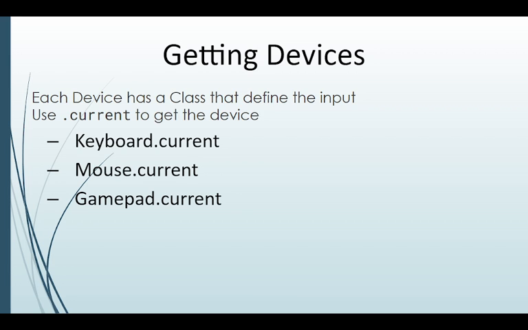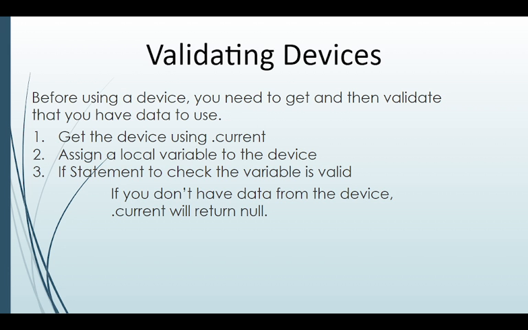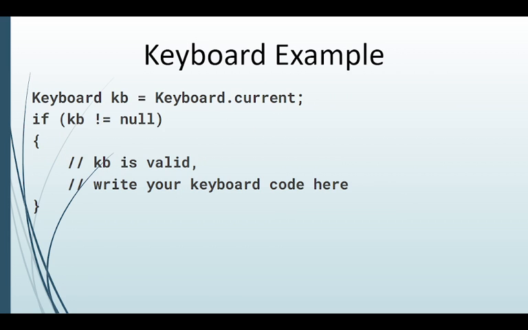So for your PC, your mouse is a device. Your keyboard is a device. A gamepad is a device. And each device has a class that defines the input that you can get from it. So Keyboard, and then we use .current on it to get the device. So Keyboard.current, Mouse.current, Gamepad.current. So we need to validate the device before we use it. I'm going to jump to the next slide because it will make more sense.